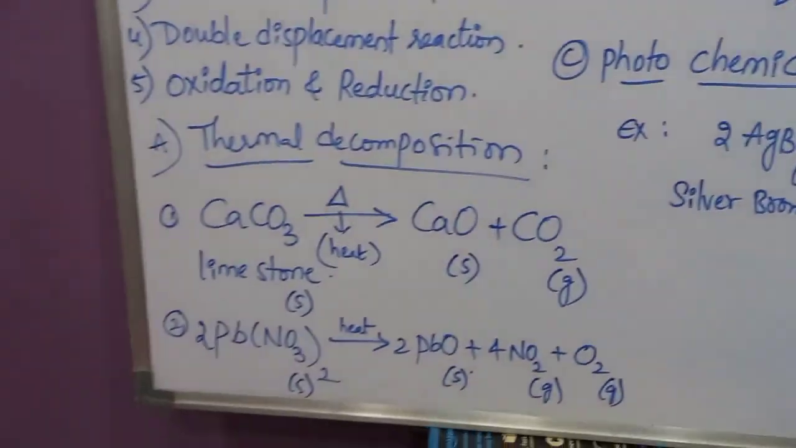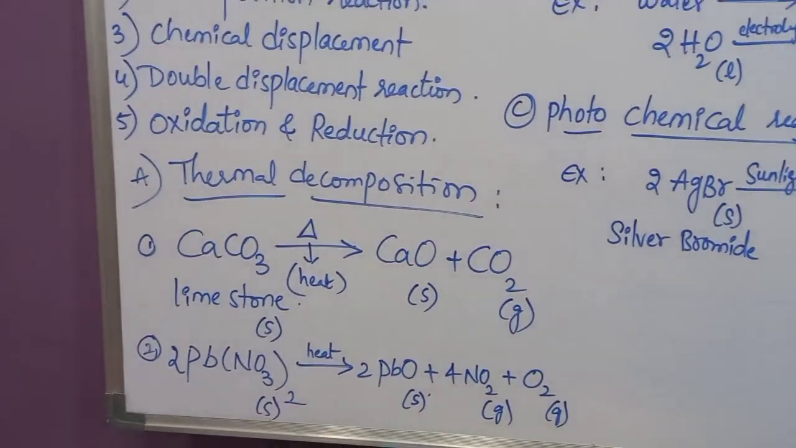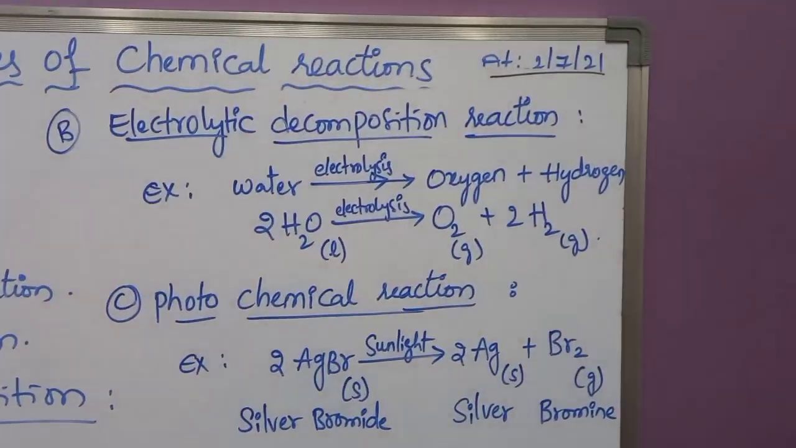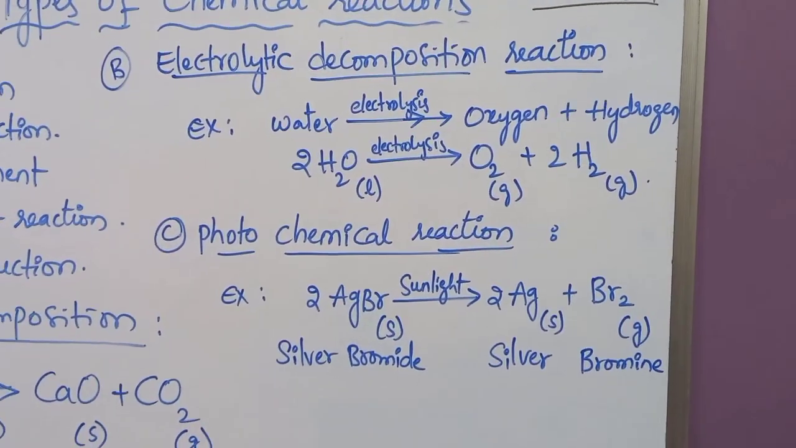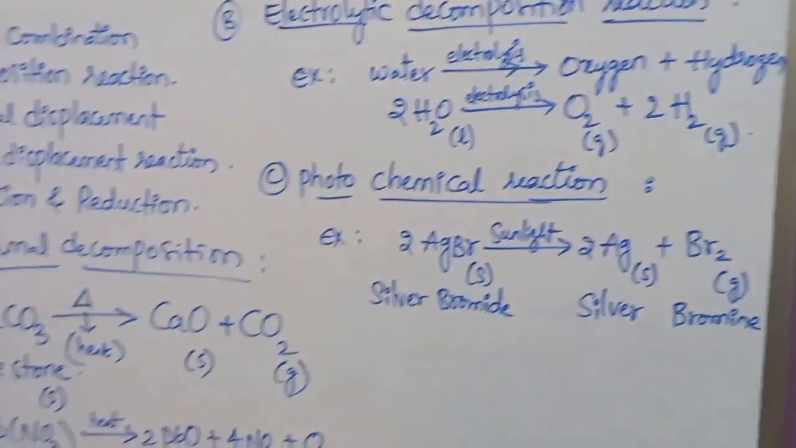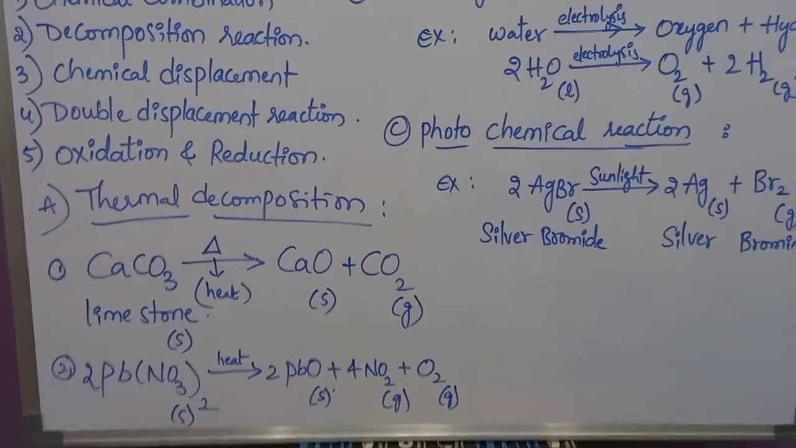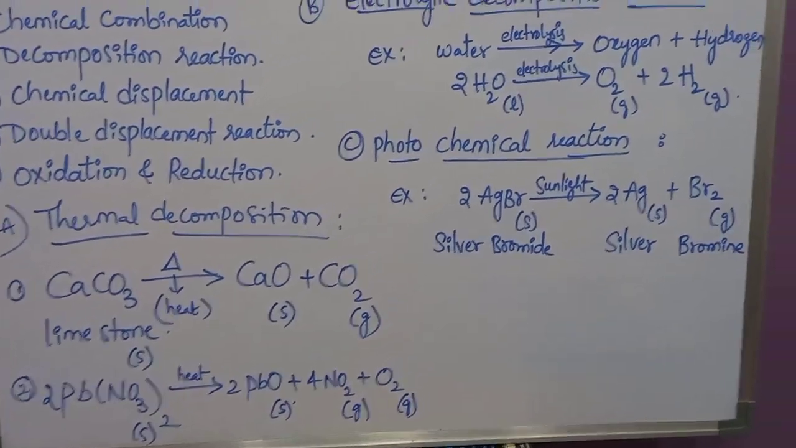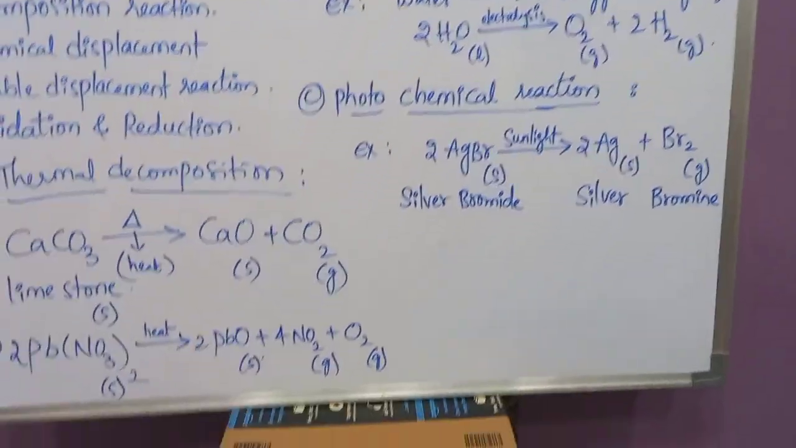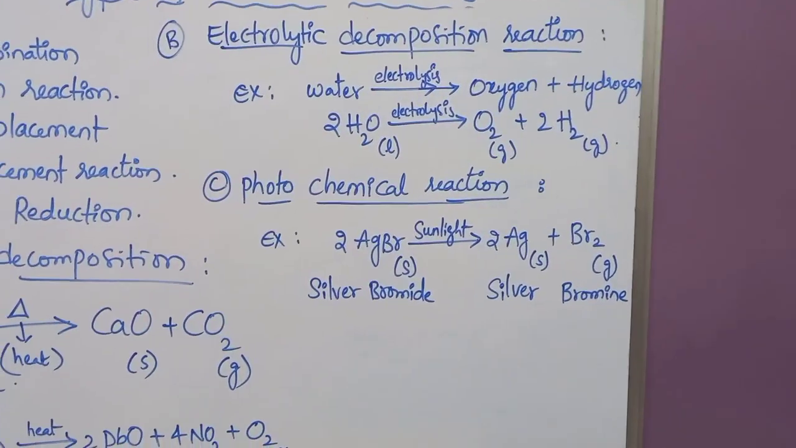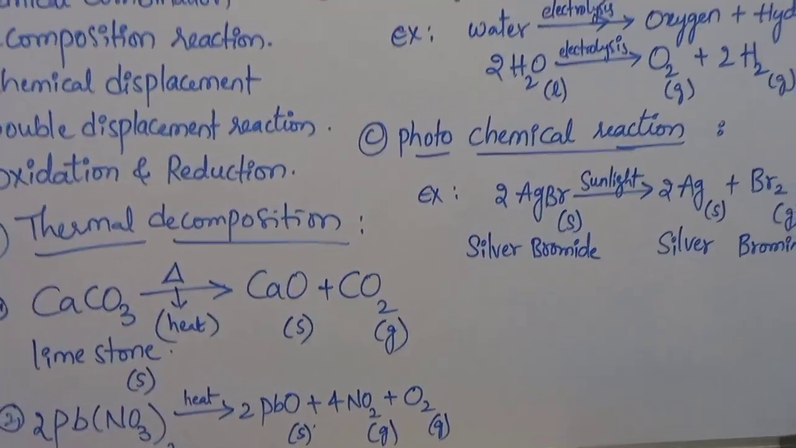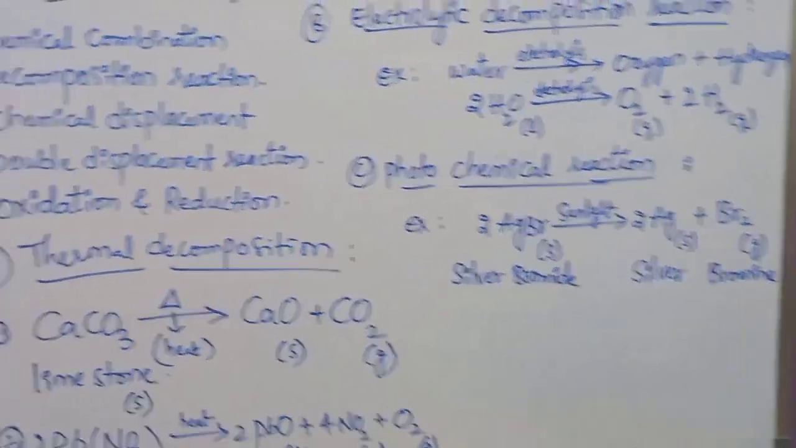So all these three are called decomposition reactions: thermal decomposition, electrolytic decomposition and photochemical decomposition. All of them are called decomposition because in all these reactions there is only one reactant, but the products may be two or more. These are the three types of decomposition reactions.